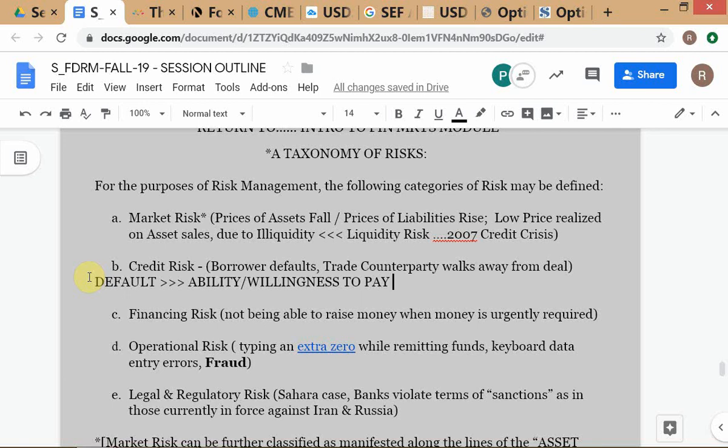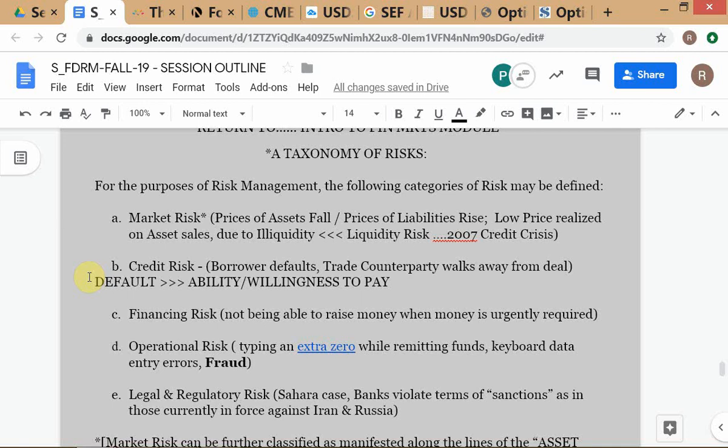So credit risk is also fairly clear now, that if you have any transaction, any kind of contract with anybody, that's why I've written it as trade counterparty walks away from deal. If you want to write this in terms of contract law, then basically one party is not willing to honor its obligation under the contract.